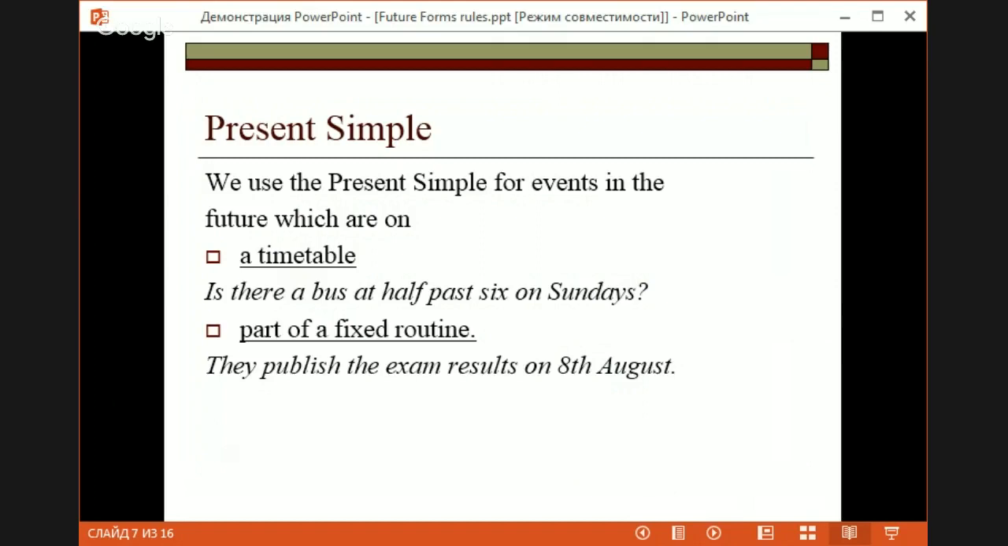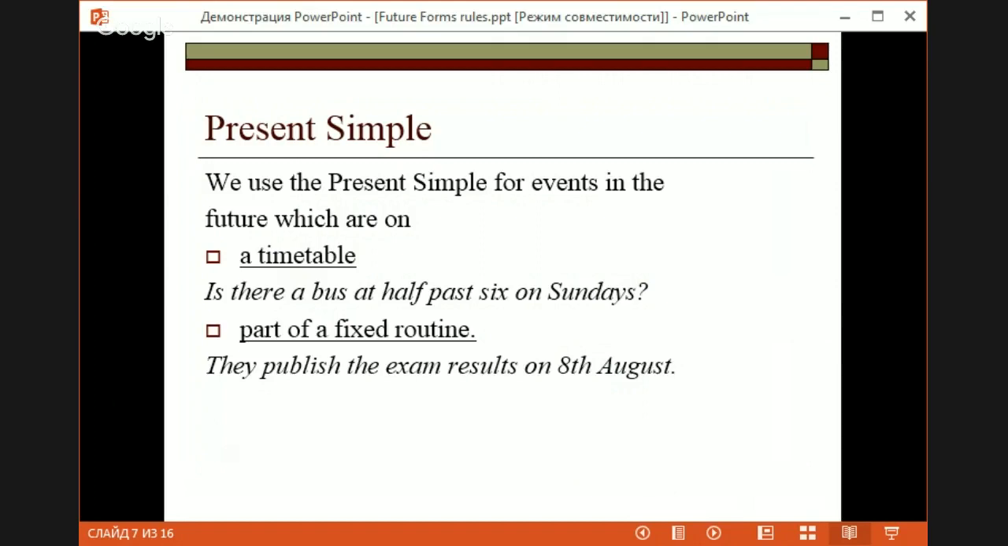Usually we use this rule when we talk about the different timetables of some public transport, or when we travel, like for buses, cars, trains, planes, and so on. They have a specific schedule according to which they move, and when we want to describe it, we have to use present simple. Like you can see in the examples. Is there a bus at 6:30 on Sundays? So we ask about the future, but we use present simple.